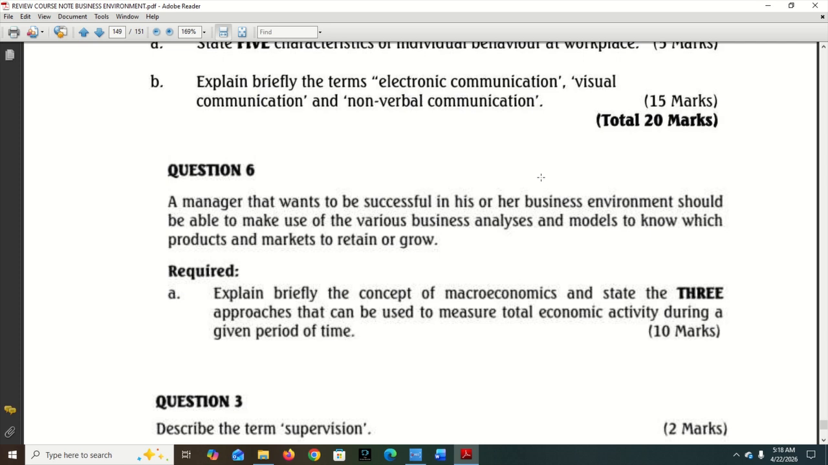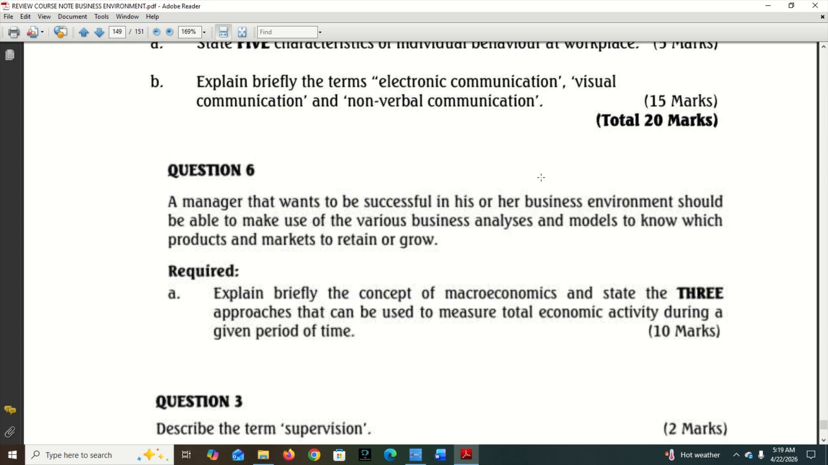So let's look at this question. Question six from an ICAN past question says: a manager that wants to be successful in his or her business environment should be able to make use of the various business analysis and models to know which products and markets to retain or grow. Required: A. Explain briefly the concept of macroeconomics and state three approaches that can be used to measure total economic activity during a given period of time.